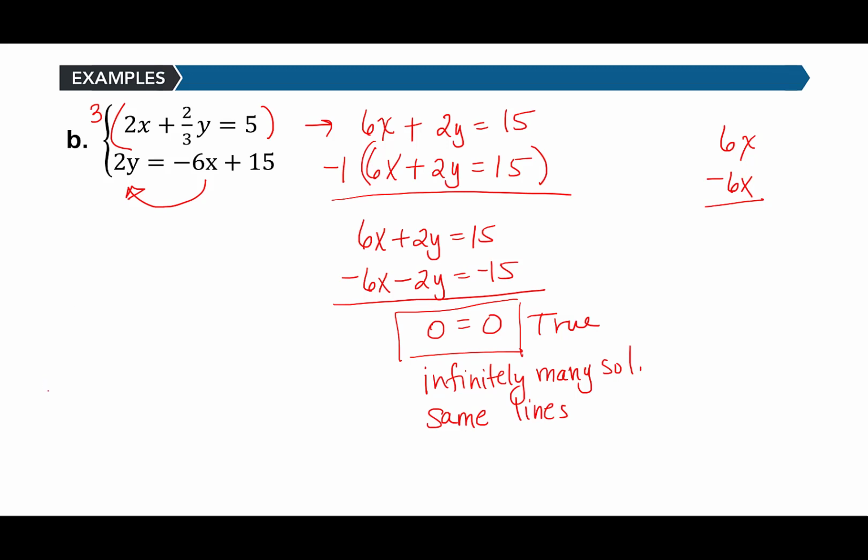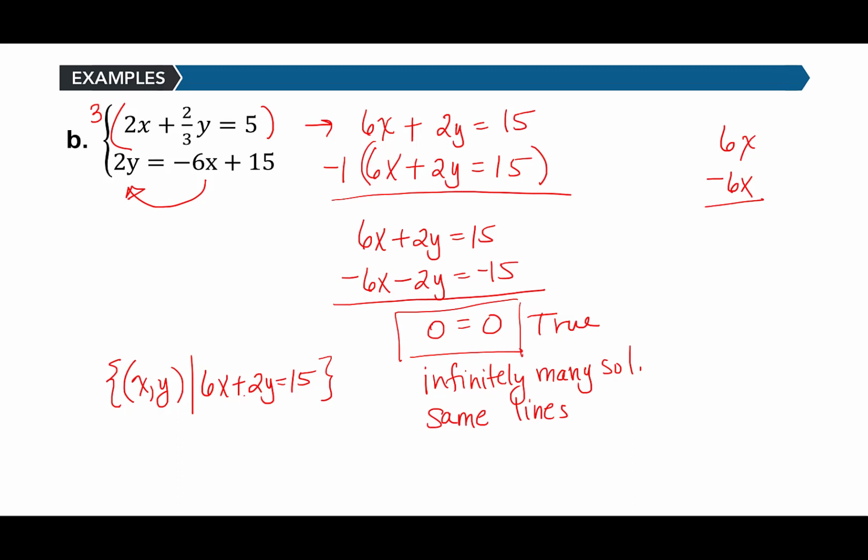So the way we write that, we can't list them all, so we actually write this in this form. So we say the set, and then we put in parentheses the ordered pair x comma y, and then draw a vertical line, which we read as such that, and then we just say such that 6x plus 2y equals 15. This notation means that any ordered pair that satisfies this equation is a solution of the system.